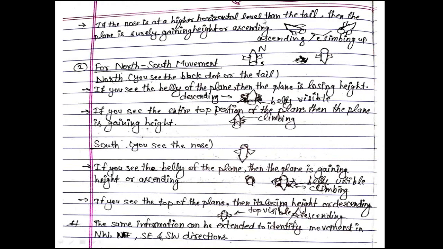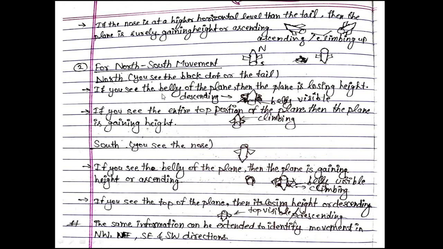If the nose is at a higher horizontal level than the tail, then the plane is surely gaining height or ascending. So here you can see this is the horizontal level, the nose is above the horizontal level, and here also it is above the horizontal level. It means that your aircraft is ascending or climbing up.